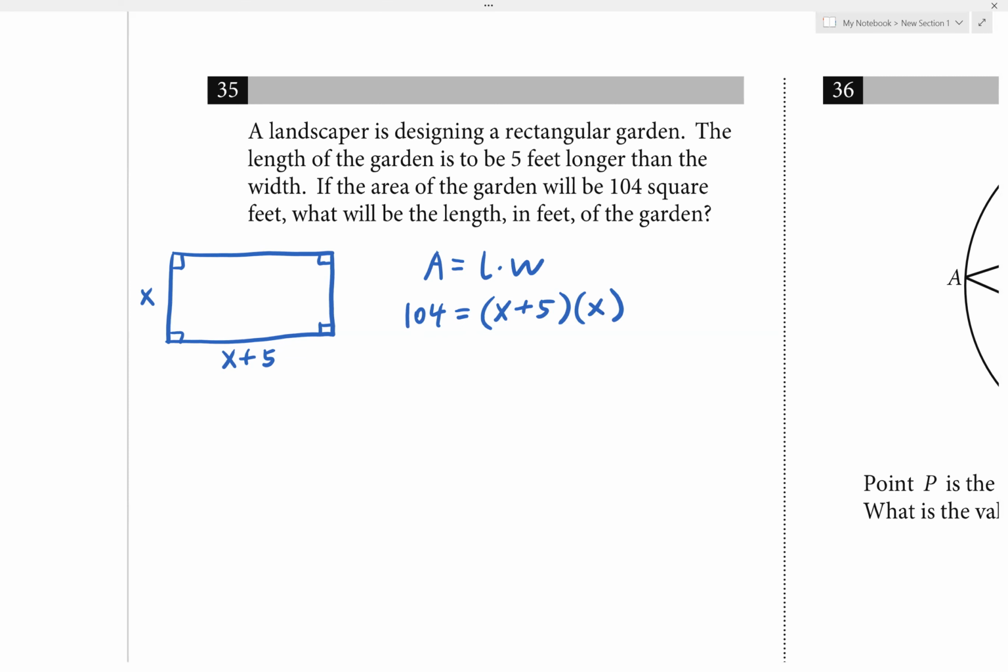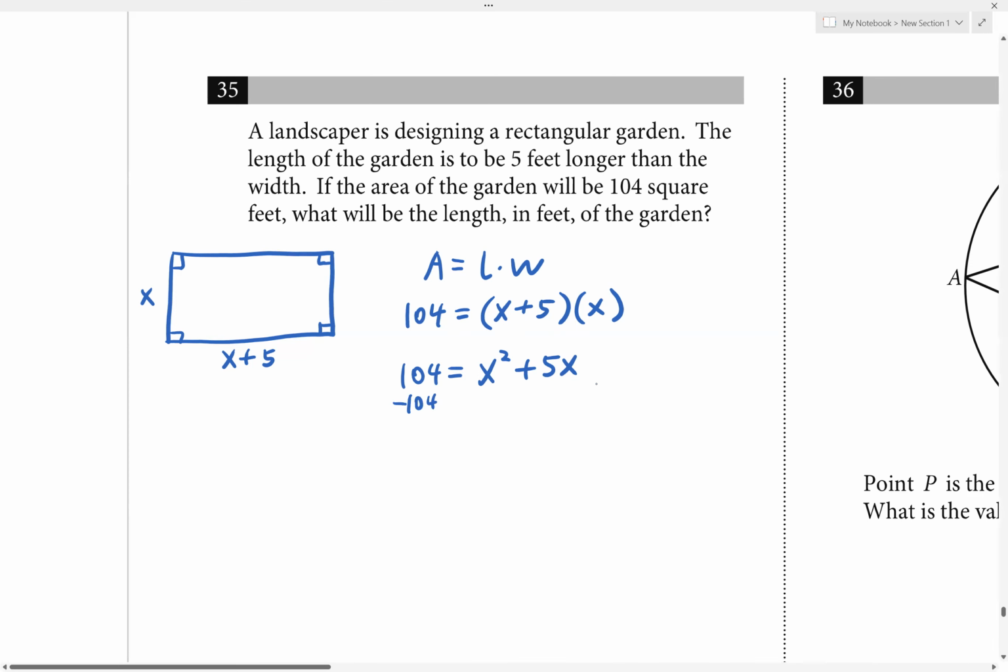To solve for it, we could do trial and error. If you try some whole numbers for x, we might get something that works, that multiply to get 104. But if we're going to solve algebraically, we have to distribute and multiply this out. And we do end up with a quadratic. That will be x squared plus 5x here. And since it's a quadratic equation, we have to set it equal to 0. And then we try to factor from there.